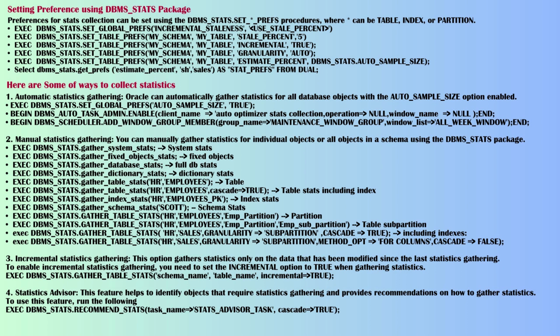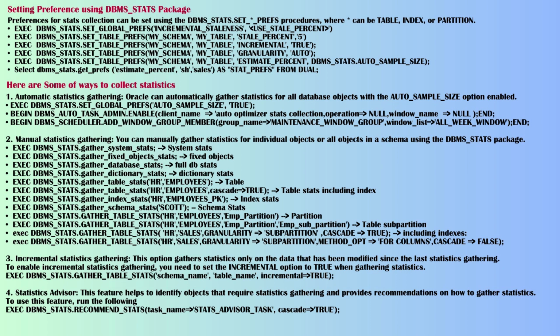Incremental statistics in Oracle are a way to efficiently collect statistics on large partitioned tables. Traditional statistics collection involves scanning the entire table, which can be time-consuming and resource-intensive. Incremental statistics collection works by only analyzing the changed data since the last statistics collection job. This approach can save significant amounts of time and resources, particularly for large tables with a lot of changes.